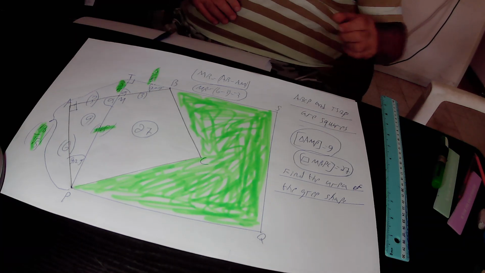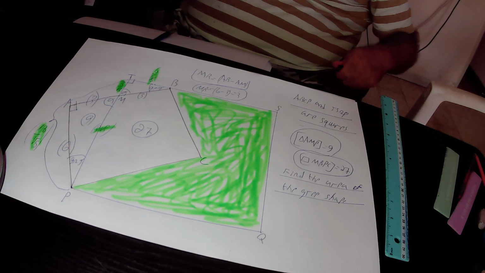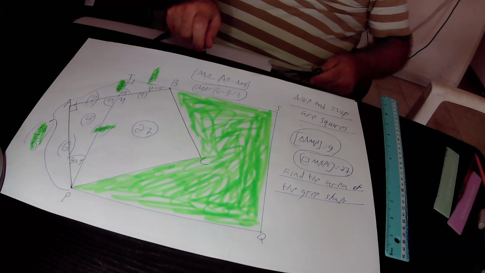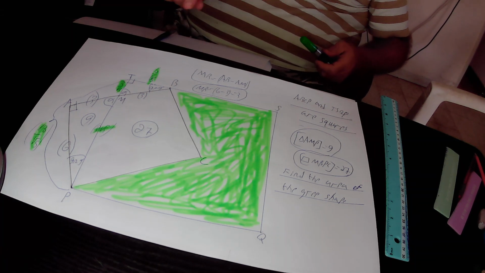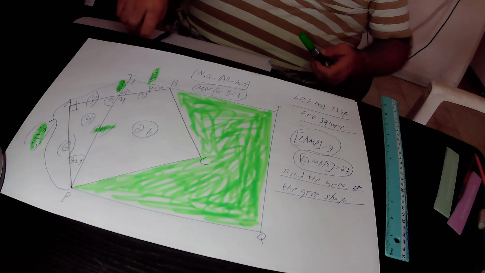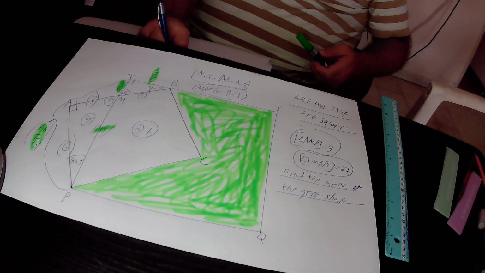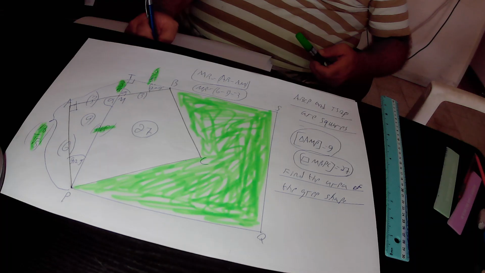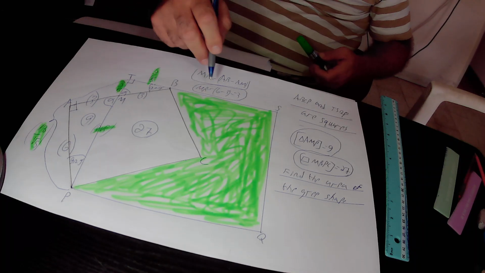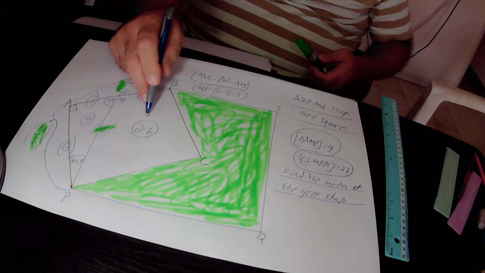So write it down. I found that the area of the green shape in total is equal to the area of the big square TSQP minus the area of this quadrangle MBCP is equal to 27 square meters in its size.